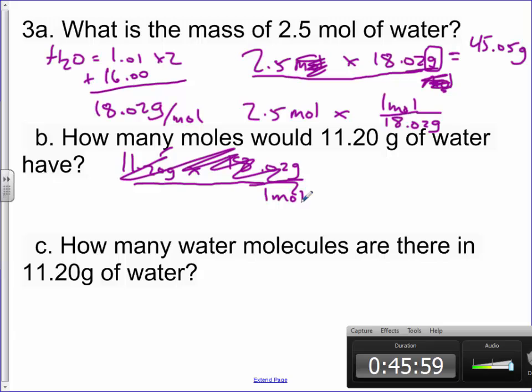So take that second fraction, but flip it upside down. Right, 11.20 grams, and then put 1 mole on top, and then on the bottom of the fraction, put 18.02 grams. Rather than multiply, what you're actually being asked to do is divide. So take 18.02. If you wanted to, you could times by 1, but that's kind of pointless. So what's 11.20 divided by 18.02?